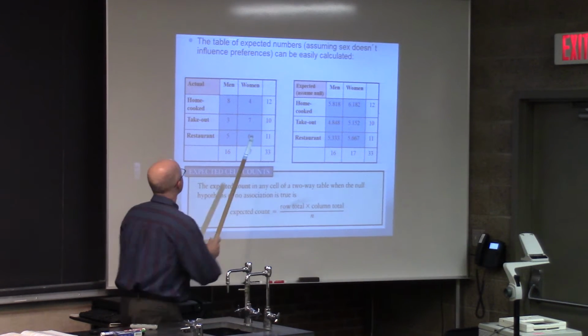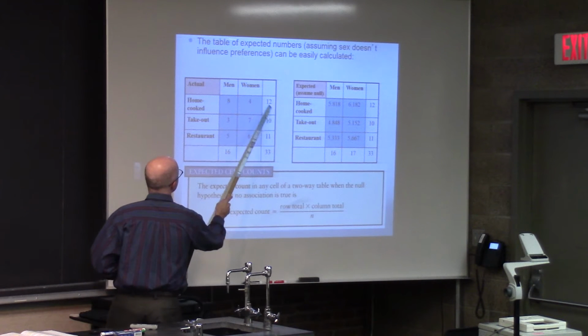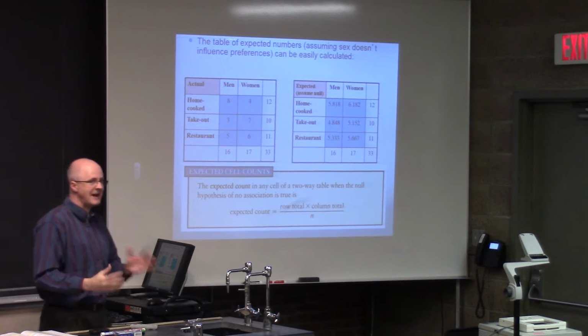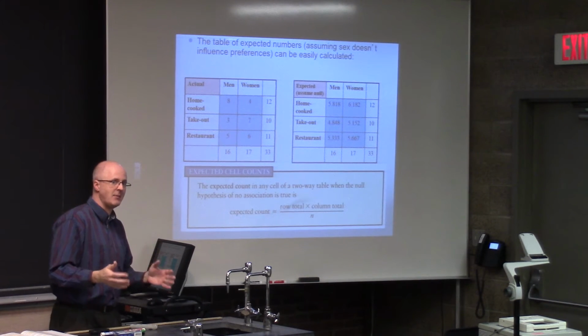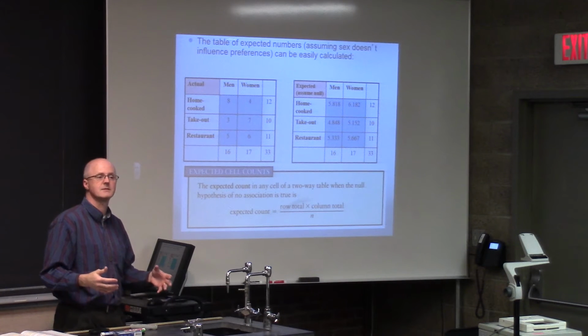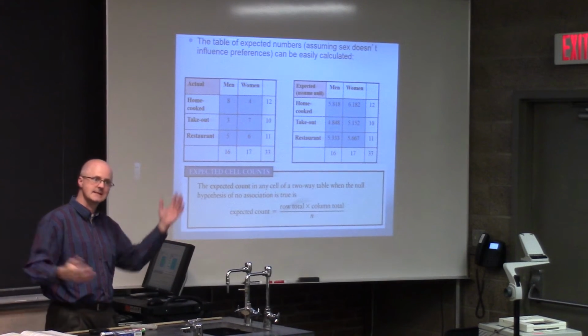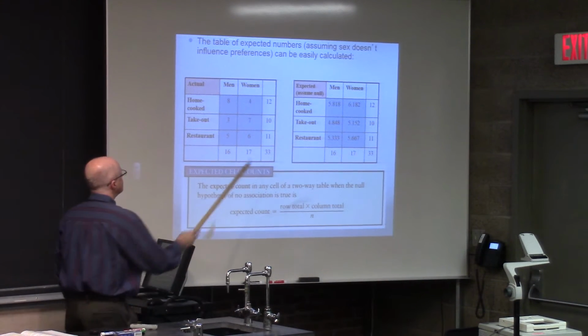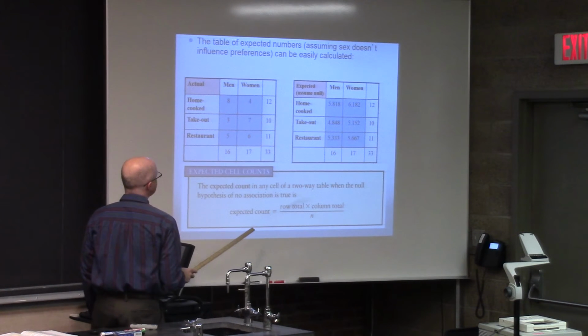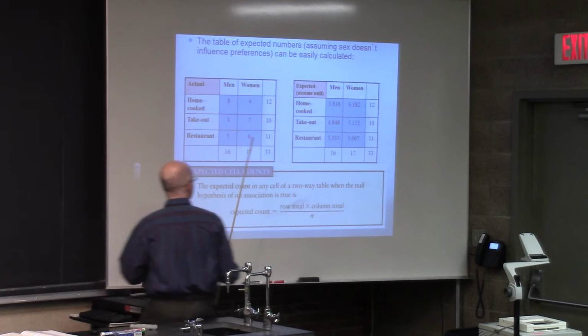So, for example, for home cooked, 12 out of 33, a little bit bigger than 1/3, would be your best estimate, if the null hypothesis is true, for the true proportion of all the men and women who prefer home cooked out of the whole population. This is a sample. 12 out of 33, that row total divided by n, would give you your best estimate for that proportion.